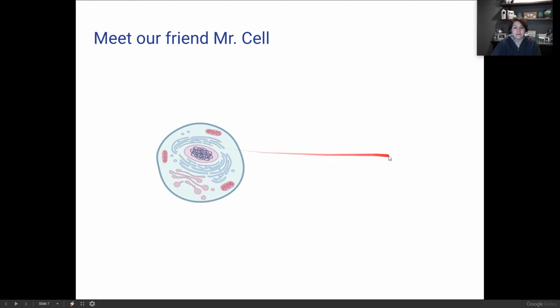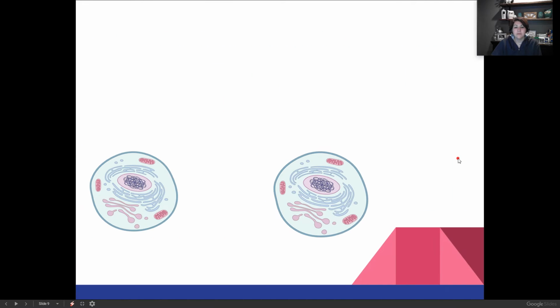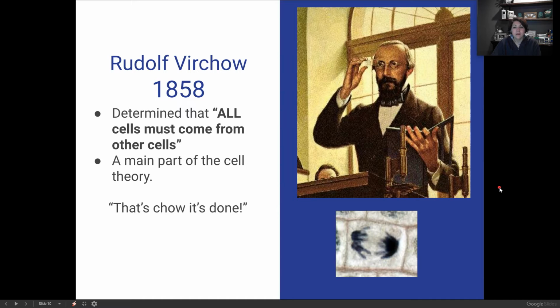So if I have one cell, and it's going to become 2 cells, it will go through that process of cell division, and then we will have 2 cells, as all cells come from other cells. So that's the first part of cell theory. The man who really made this widespread and understood is Rudolf Virchow. He determined that all cells must come from other cells, which is now a main part of the cell theory.